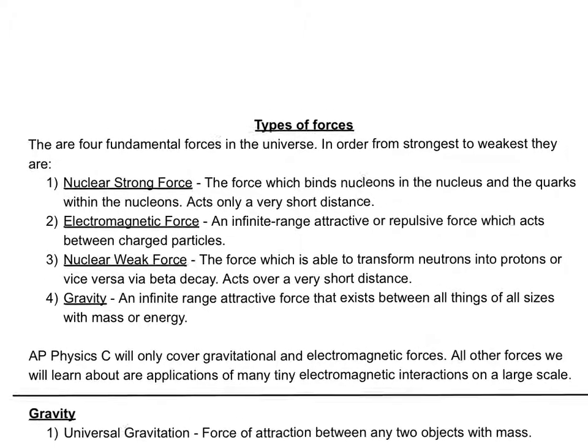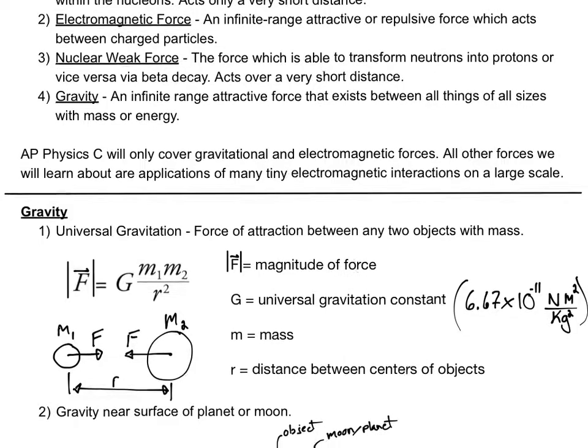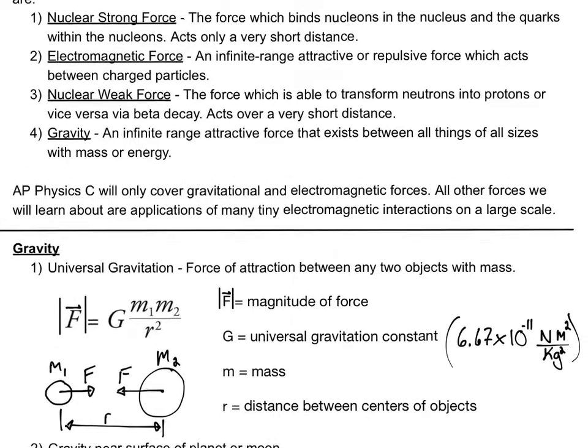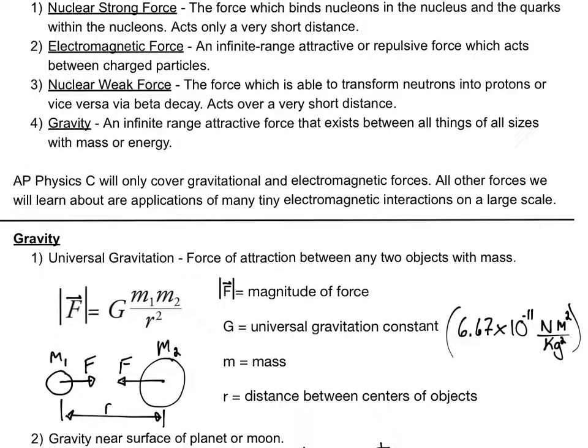So moving on, gravity. We're going to look at two types of gravity. One, universal gravitation. That's the force between any two objects that have mass. The equation: the force of gravity, which would be a vector, is G m1 m2 over r squared.